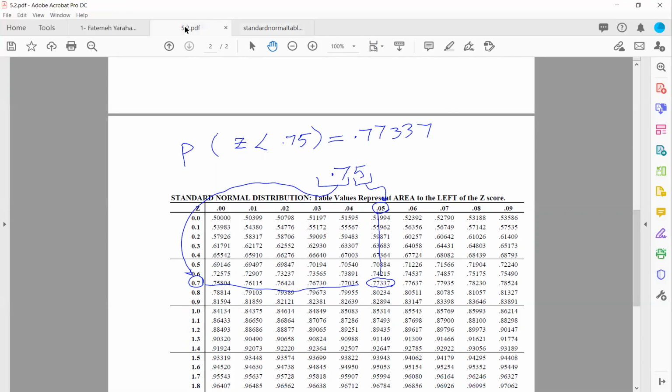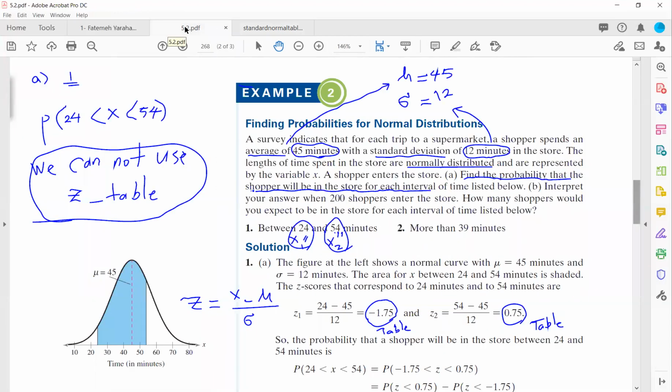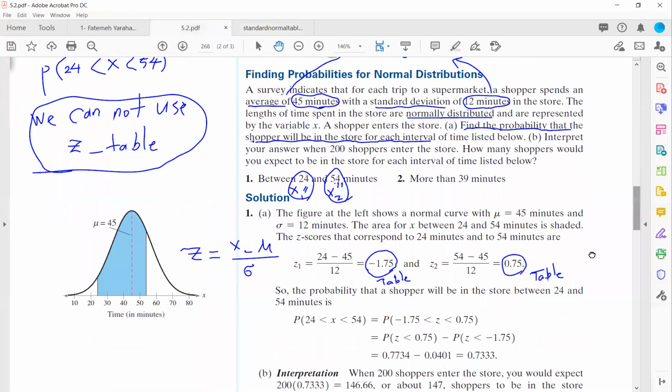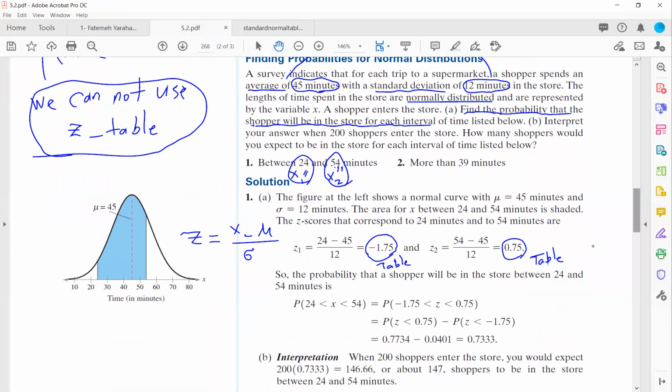Now let us get back to the note. It says in between. Here you have two areas, two probabilities. You subtract them to find the area in between, or the probability that your z is between these two numbers, or equivalently, x is between these two numbers. So the probability is almost 73%.